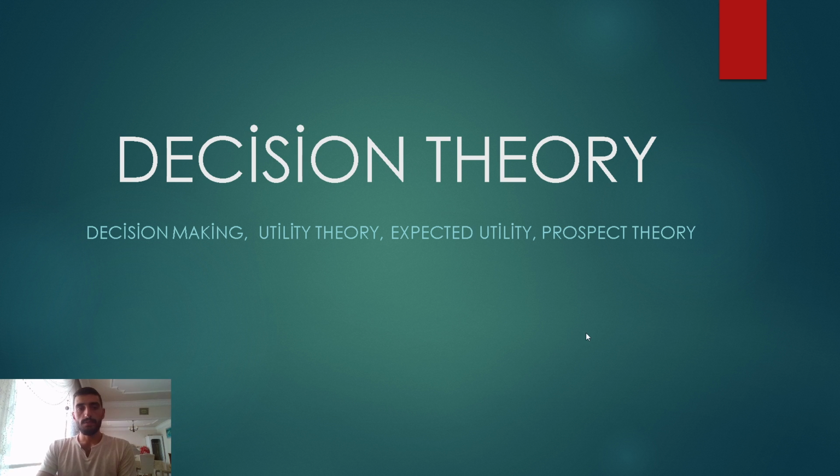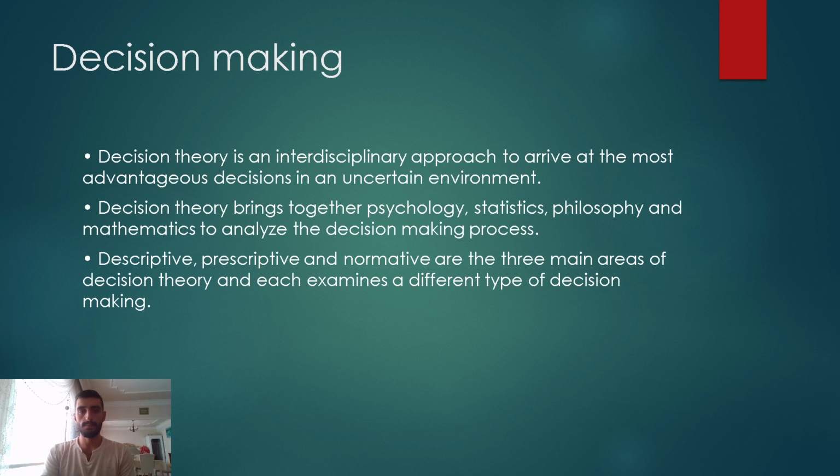Decision theory, we will look at decision making, utility theory, expected utility and prospect theory. First one is decision making. Decision theory is an interdisciplinary approach to arrive at the most advantageous decision in an uncertain environment. Decision theory brings together psychology, statistics, philosophy, and mathematics to analyze the decision-making process.